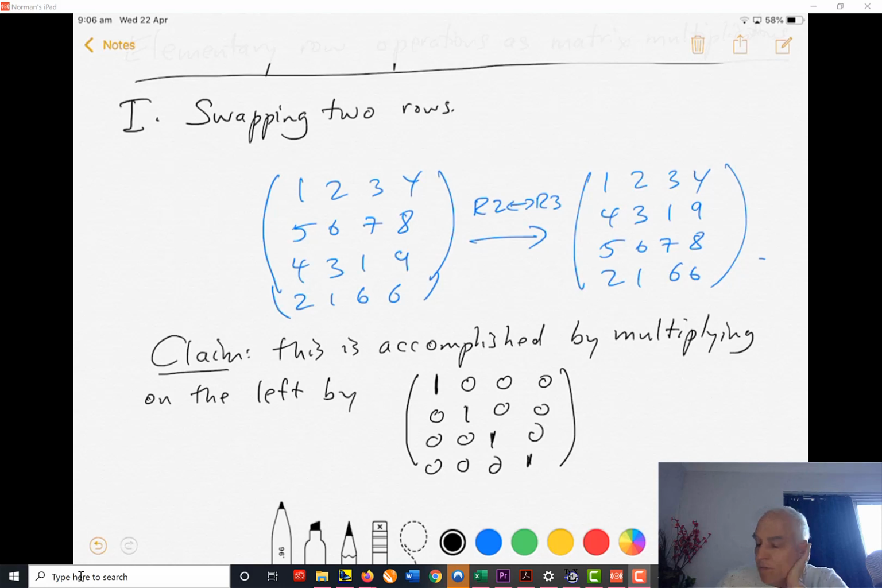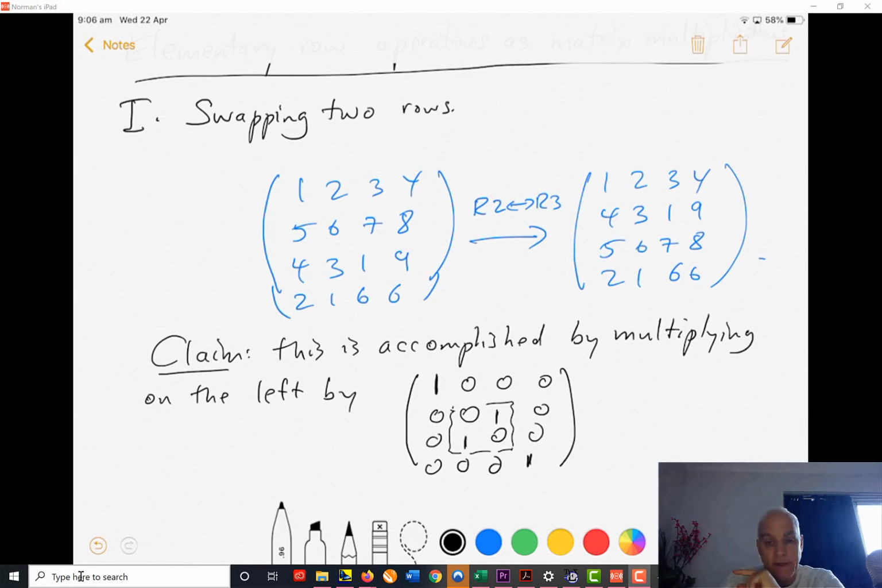What we're going to do is swap the second and the third row. So we're going to take these two diagonal elements in the second and third positions, and I'm going to change them to zeros. And so I'm sort of working on this little 2 by 2 thing here. And correspondingly, I'm going to change these off diagonal things to ones.